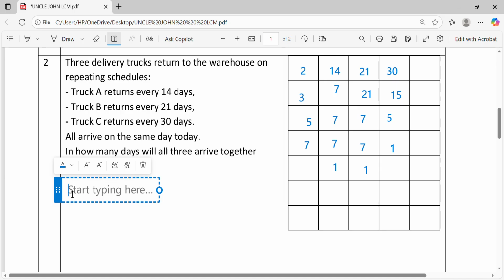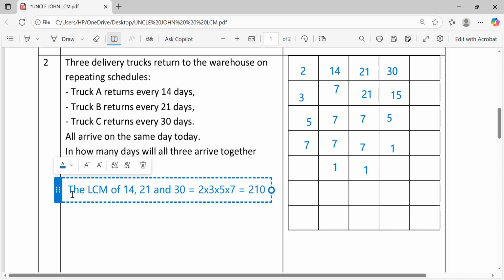So you come here again and say that the LCM of 14, 21 and 30 equals 2 times 3 times 5 times 7 times 7, where you get the answer you can calculate together, but finally we get 210.